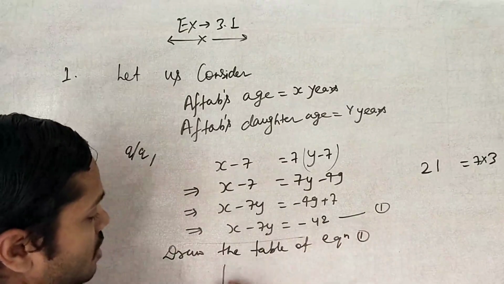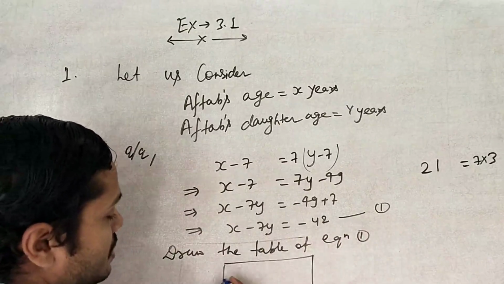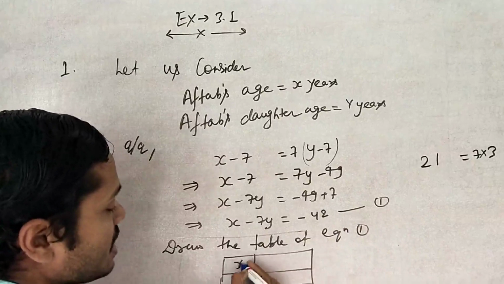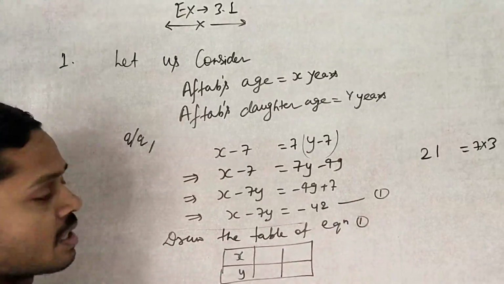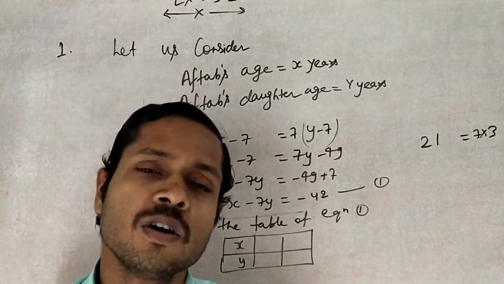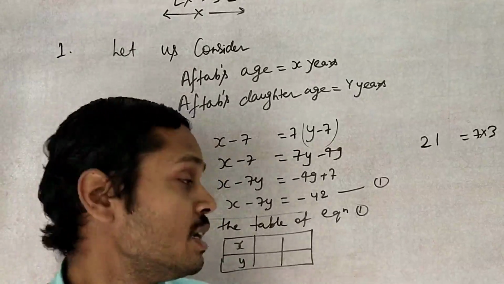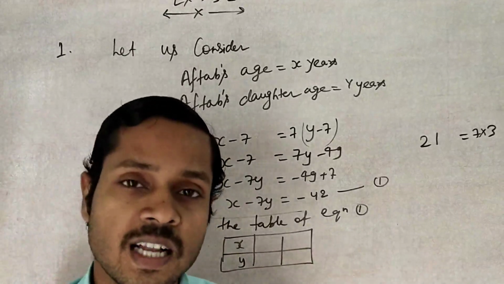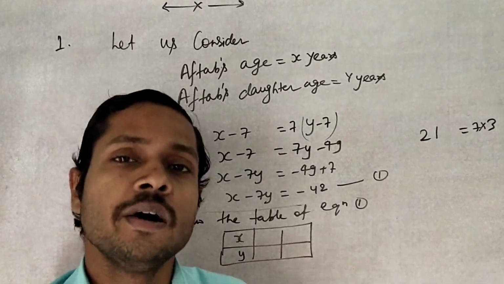Look at it. You can write here x and y. Clear? Just think about that. In the 9th class we learned different methods to solve every type of equation and their graphs. So just think about that. How can we solve this one?